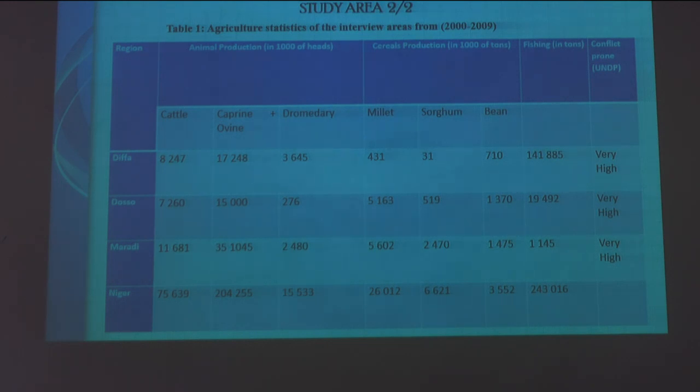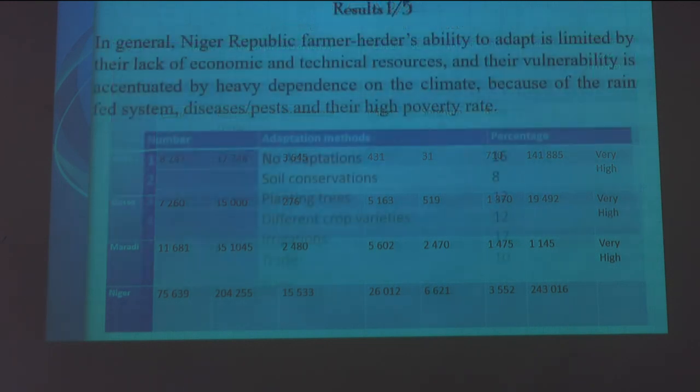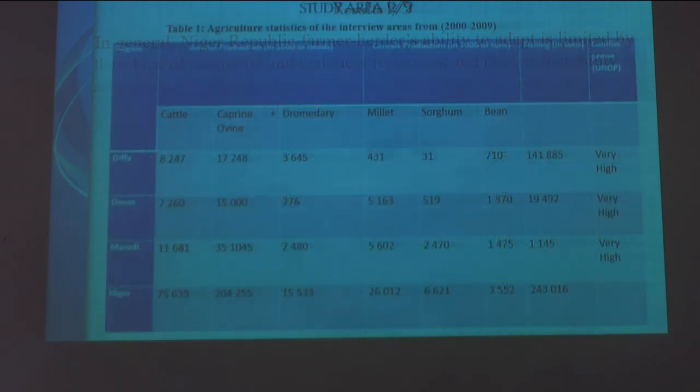And here, just for the study area, is how they are ranked in the literature: Diffa, Dosso, Maradi, and Niger as a total, in animal production, cereal production, and fishery, just to give some figures on the importance of the regions we considered for the country's agricultural production.